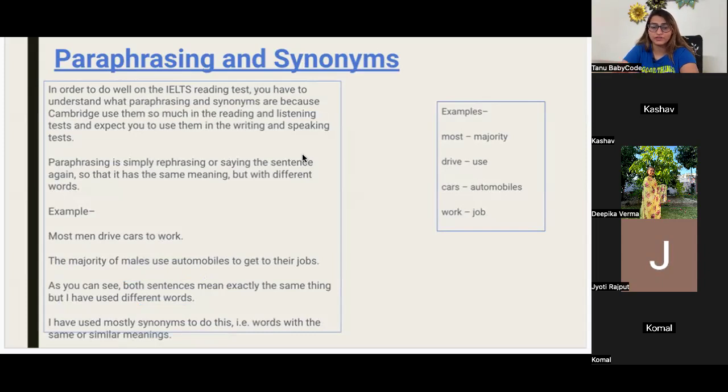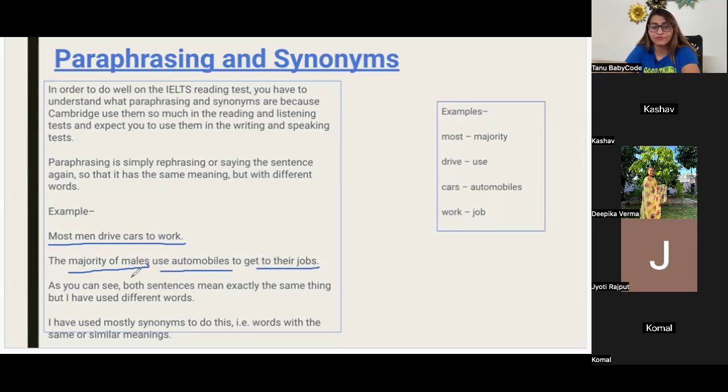You will get paraphrasing. For example, see here, most men drive cars to work. अगर ये आपको question में दिया है, तो हो सकता है passage में आपको different statement मिले. That means the majority of males. The majority of males means the most men. They use automobiles. Automobile means they drive cars to get their job. To get their job means to work. So you can see that the whole statement has the same meaning but different words.